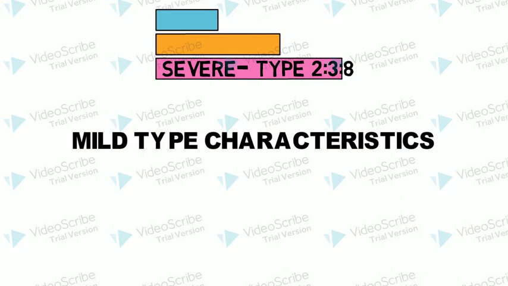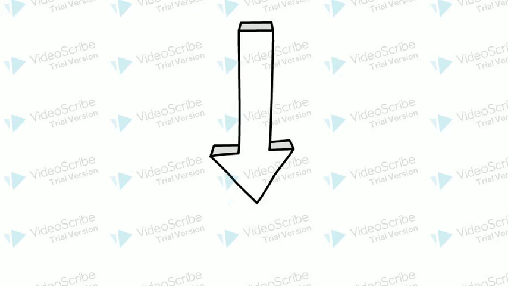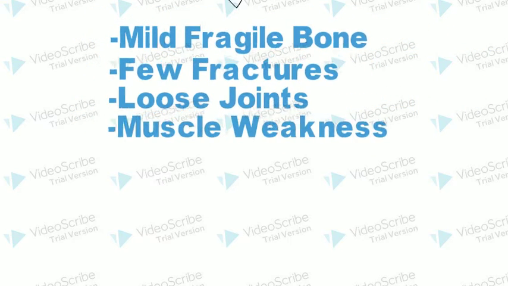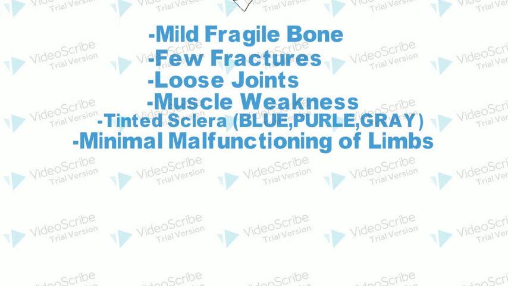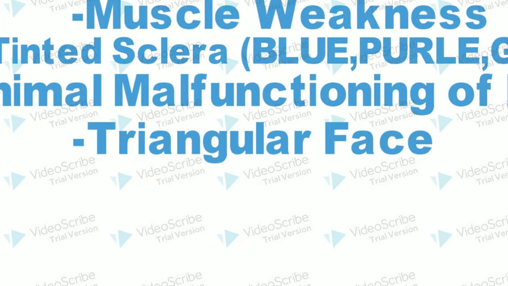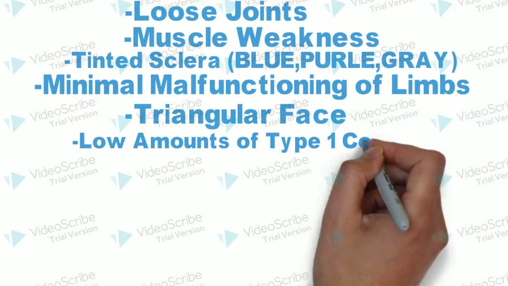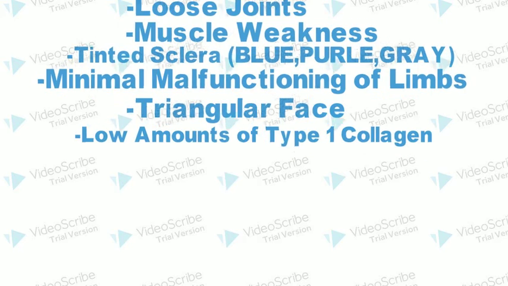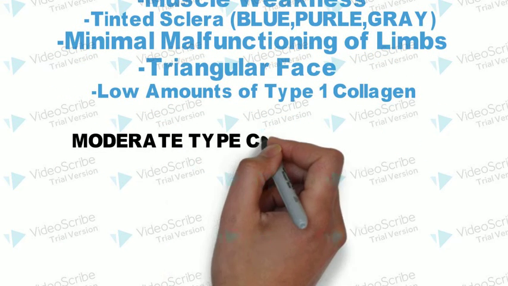The mild types are characterized by mild, fragile bone, few fractures, loose joints, muscle weakness, tinted sclera, minimal malfunctioning of the limbs, and a triangular face. The amount of type 1 collagen will also be lower, but the structure would be normal. In other words, the triple helix of the collagen protein would be intact.